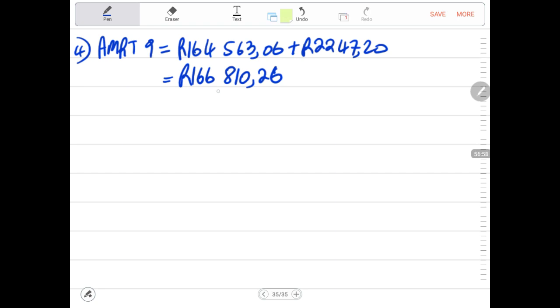Now remember, this is the balance that this person would have paid in order to settle by the end of December. This is one way to calculate this question. Remember, there's always two ways in this one. We can say now in the other one, AMRT, amort 8.